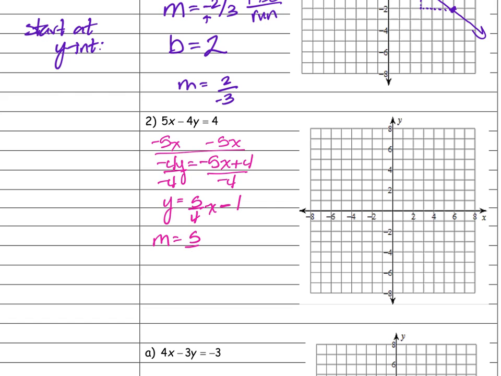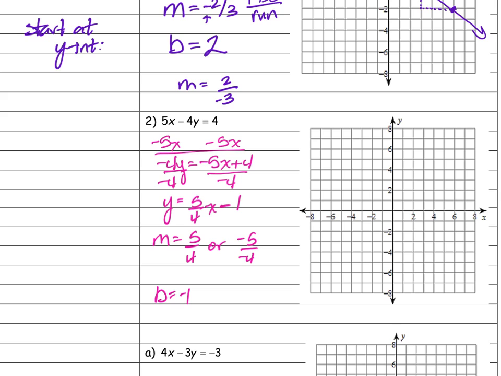5/4. Or it could be -5/-4. Negative divided by negative is still a positive. So I could either go up 5 and forward 4, or I could go down 5 and back 4. It would give me the same step that I'm trying to make. And then my y-intercept is going to be -1.